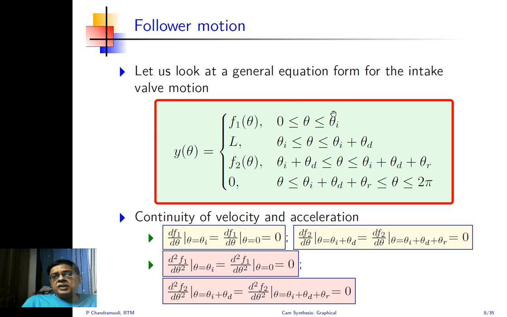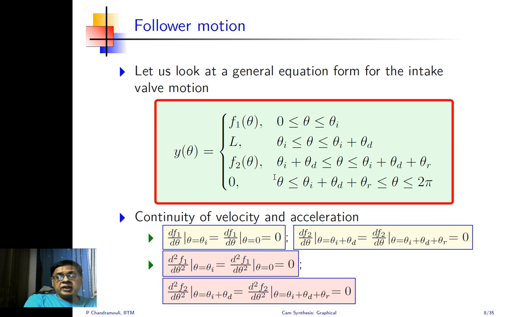0 to theta I is the first rise period. Then theta I plus theta d, I would have the dwell period. Then from here to theta I plus theta d plus theta r, I'll have my second return period, and then finally from this point. So this is incorrect. It should be theta I plus theta d. So this part has to be corrected.